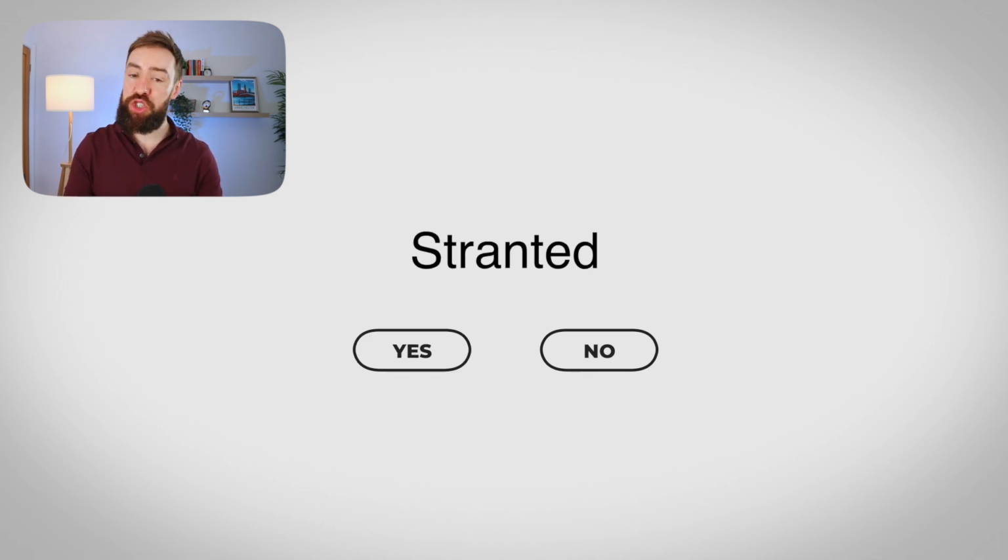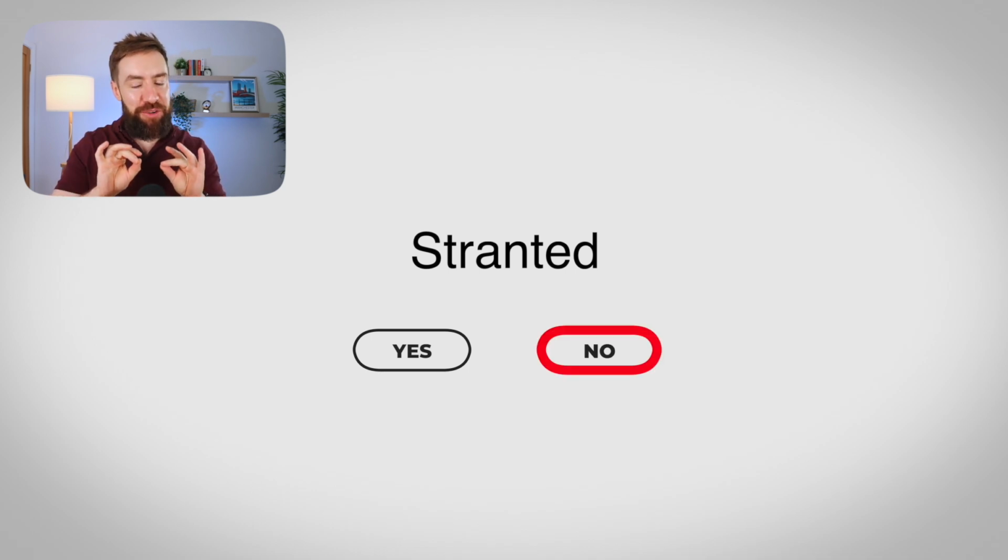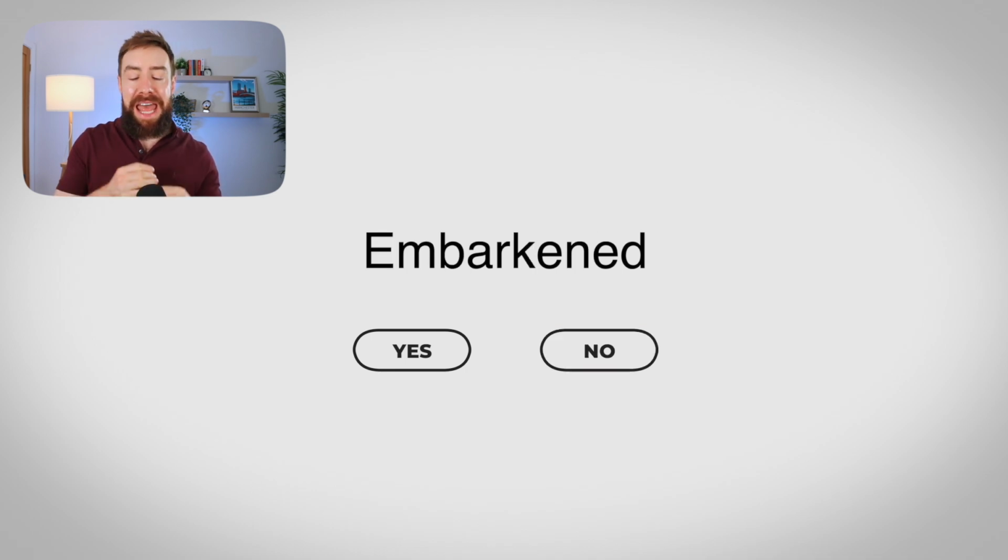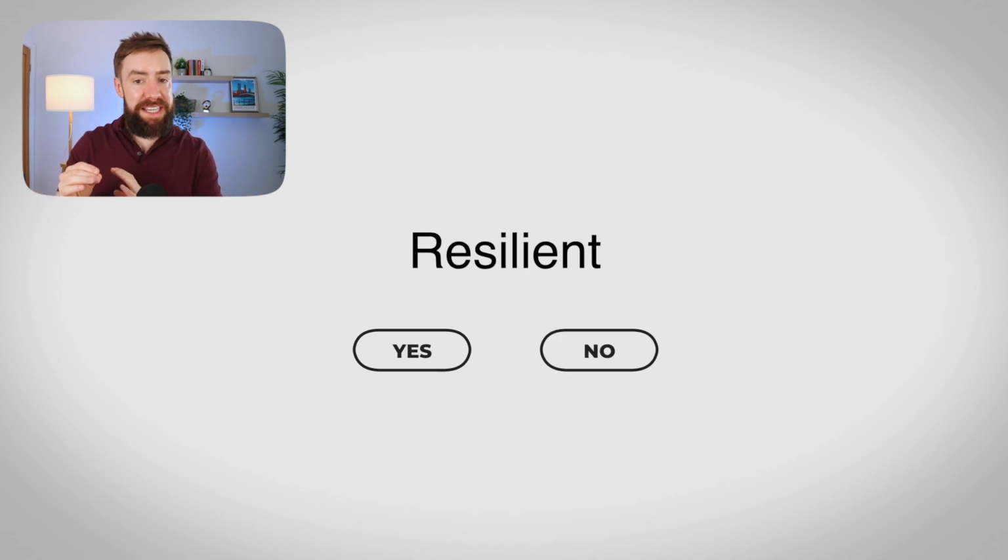But 14, stranted, looks real. It really could be a word, but it's not. That one is wrong. That's not a real word in English. Also, 15, embarkened, not a real word. Embarked, just with ED, is a real word. That means to go onto a ship, for example. 16, resilient. Yes, that one is a real word.